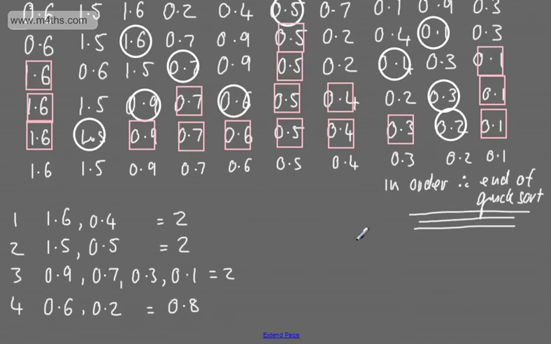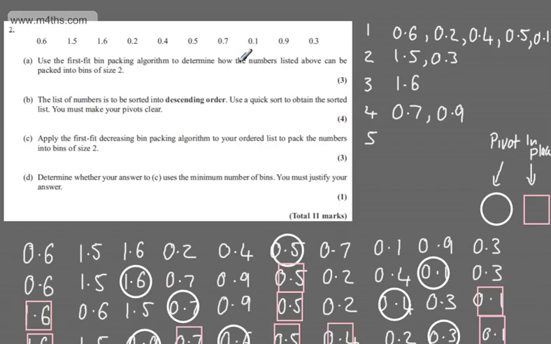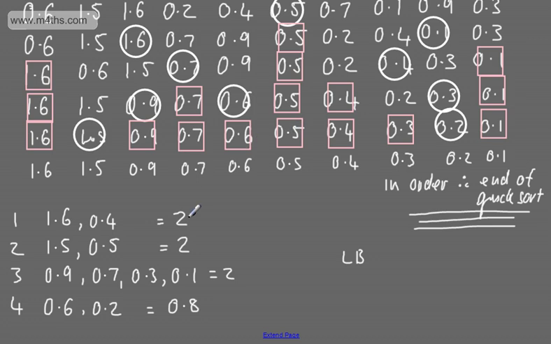Okay, the lower bound is the total length or weight of all of these numbers divided by the bin size. So if we look at this, I'm pretty confident this is right. We can say that the lower bound is going to be 2 plus 2 plus 0.8, which is going to give me 6.8, divided by the bin size.